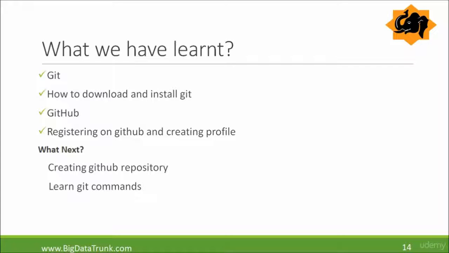So we have learned how to download and install Git. We have also configured username and email on Git Bash. Then we have signed up and registered on GitHub and created our profile. So these are the things we have learned and done till now. So what next? Next we are going to create a GitHub repository, and then finally we'll learn some Git commands.